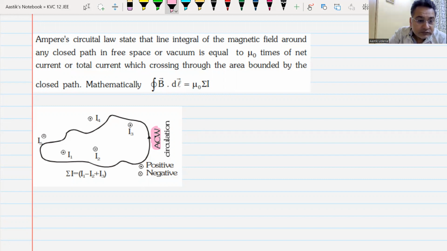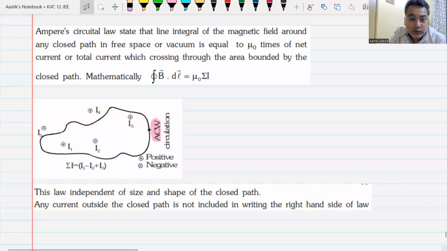Yes, sir. Same as Gauss law, the only thing is instead of taking surface integral, we are taking line integrals. The current that is coming in the integral will be only the current which is coming in the loop, and the current which is coming outside the loop will not be taken. It does not depend on the size or the shape of the loop. Any shape you make, this Ampere's law is always valid. Do we understand this? Yes, sir.